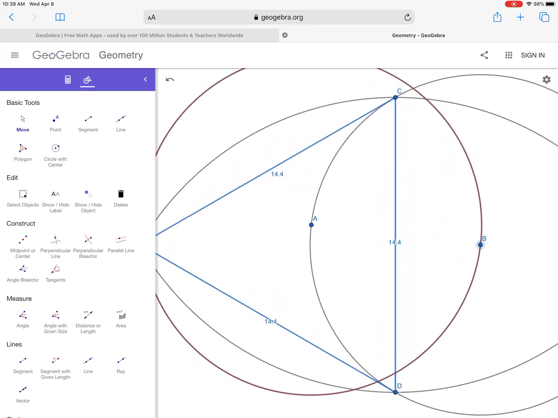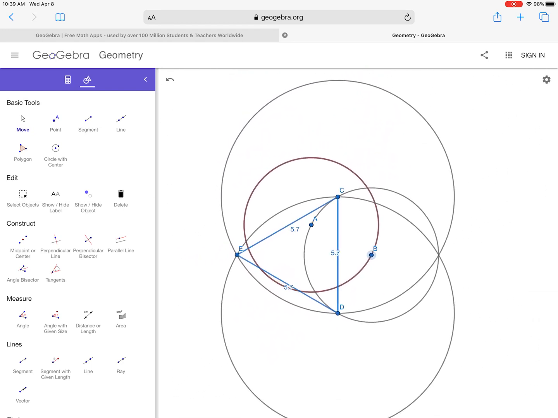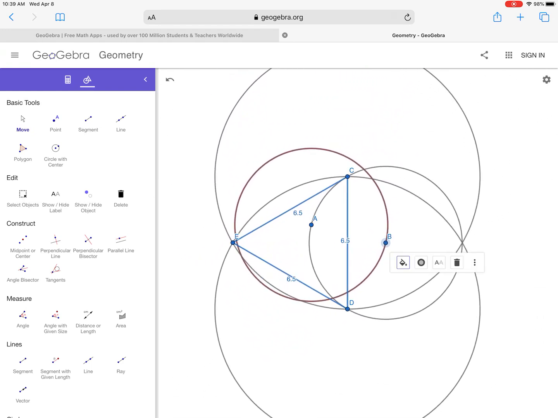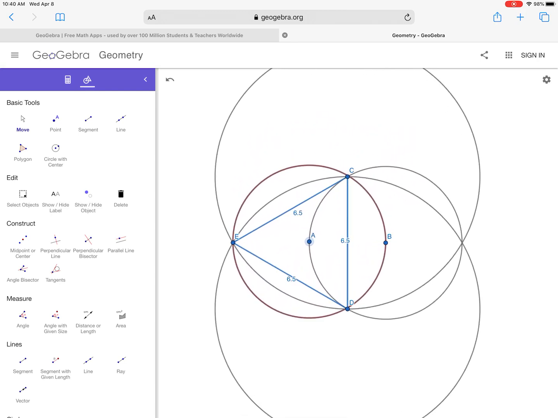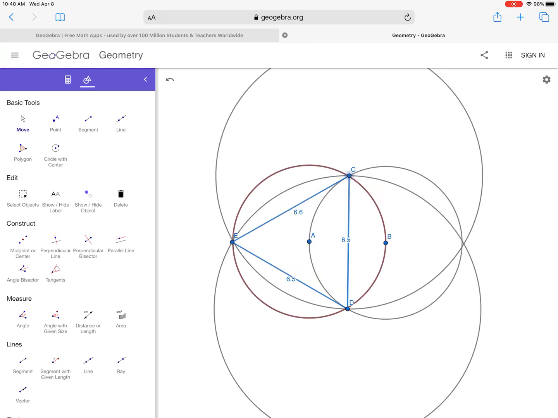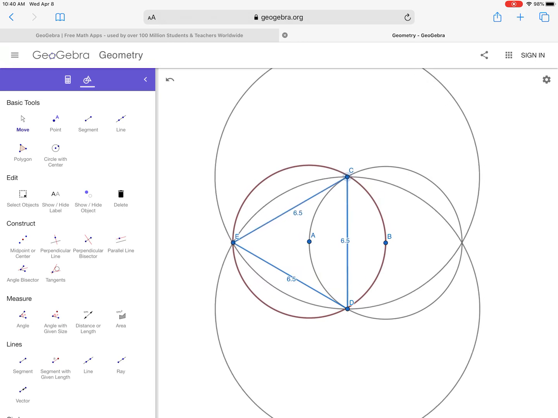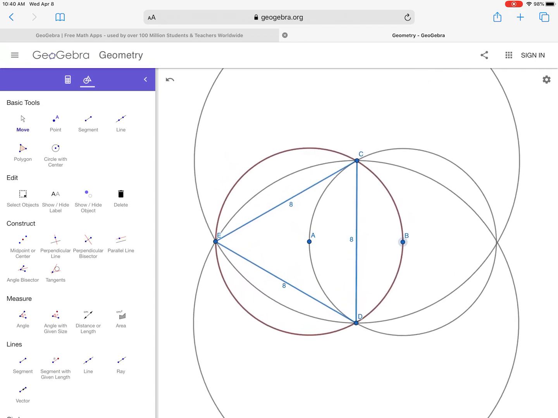And you notice if you move B in and out, it stays equilateral. If we move point A, it just moves our circle, so that is not helpful. But you can move points and see that you still have your equilateral triangle.